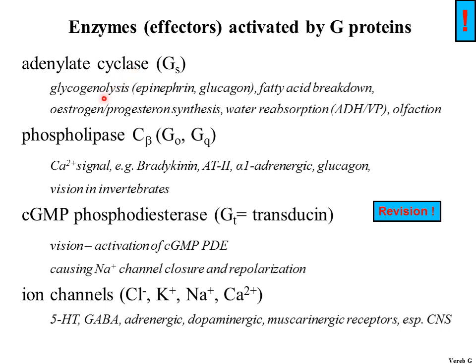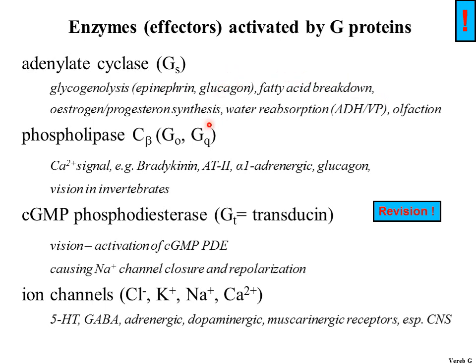And we discussed the effects of epinephrine or adrenaline and glucagon on glycogenolysis in the liver, that means breakdown of glycogen and producing of glucose 1 phosphate and releasing sugar into the blood. These receptors can also lead to breakdown of fatty acids.